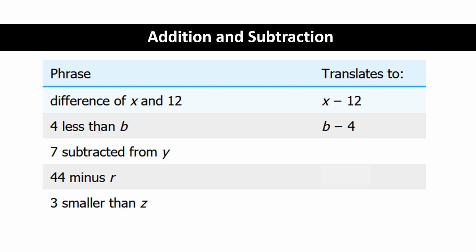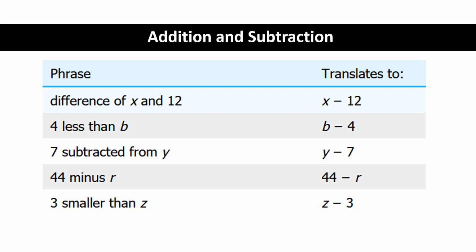7 subtracted from y means you take y, you subtract 7 from that. 44 minus r means 44 minus r. And 3 smaller than z, that would be z minus 3. Just like 3 years smaller than your age, you would take your age and subtract 3. And we have z minus 3.